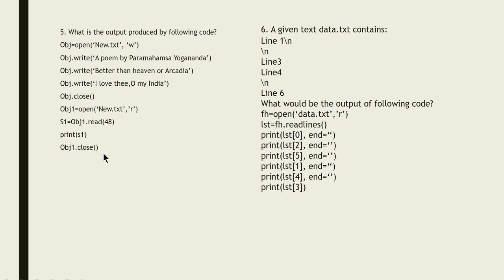So the output of this particular program is a poem by Paramahamsa Yogananda, Better Than Heaven. Okay, so 48 characters. Okay, so now look at the next exercise.